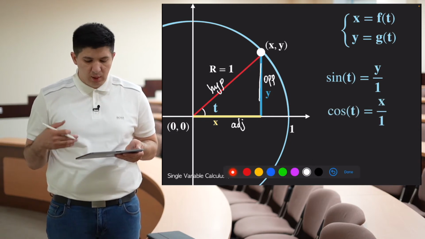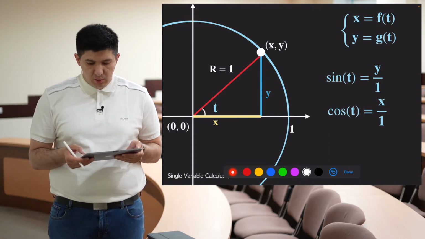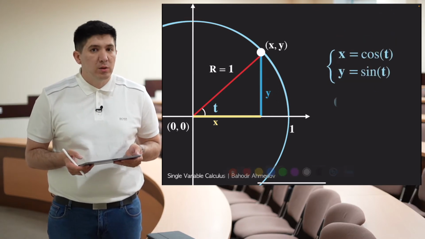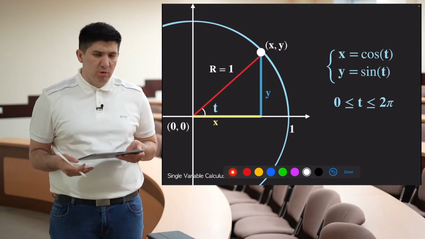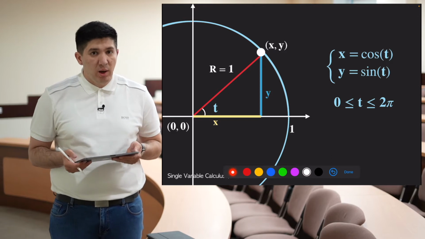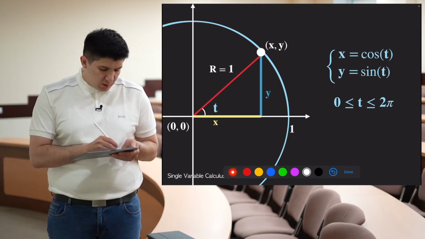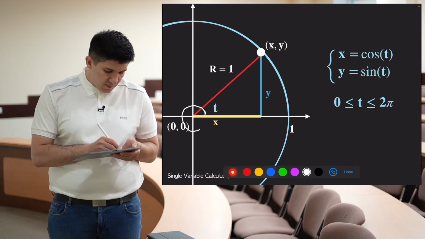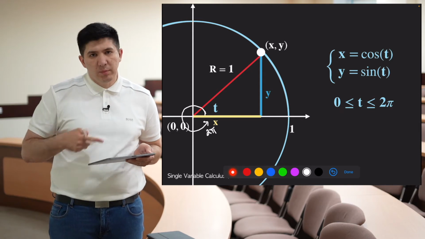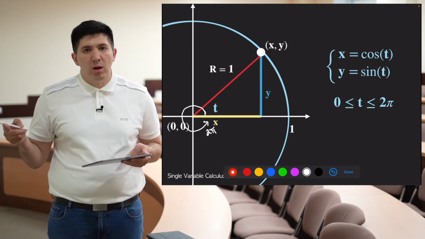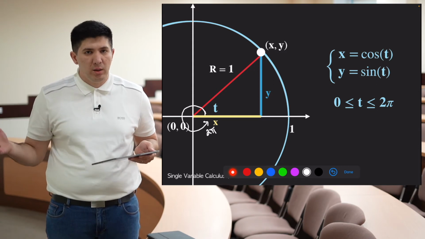So you can see here that y over 1 is simply y, and x over 1 is simply x. So you've got the parametric equations of this circle. x is equal to the cosine of t, y is equal to the sine of t, where t changes from 0 to 2 pi. So t can take values from 0 to 2 pi, because one revolution of the angle around the center of the circle makes 2 pi of an angle.